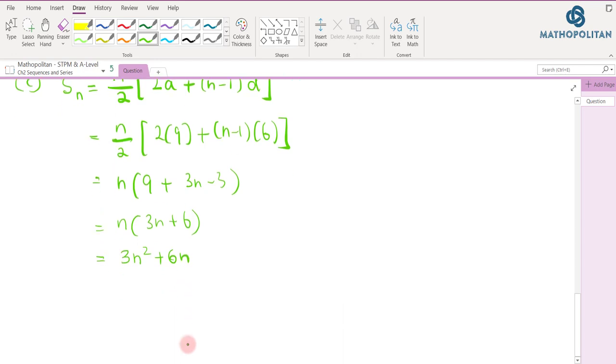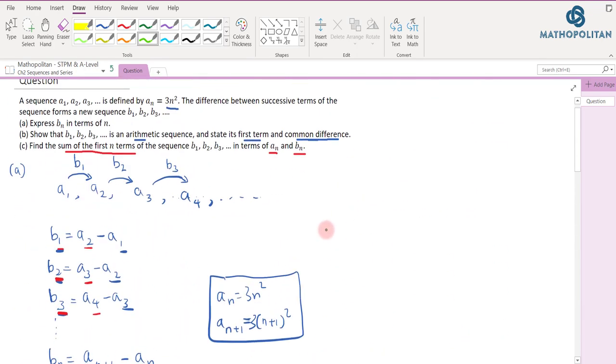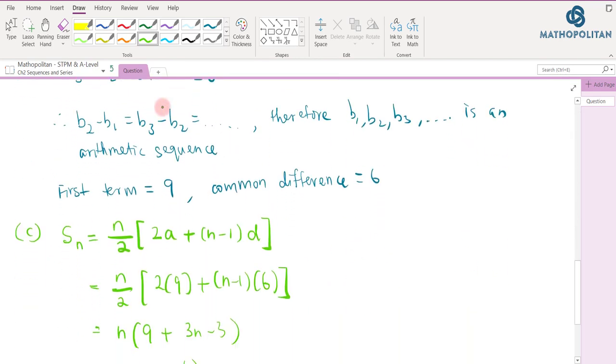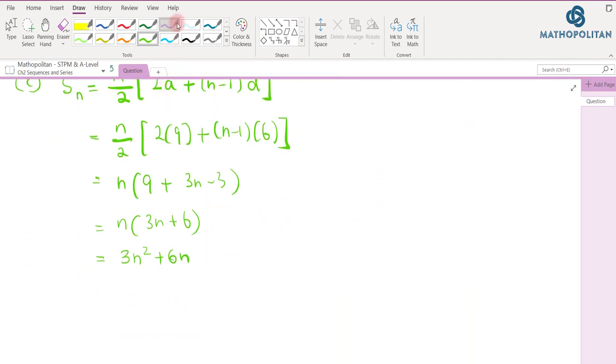Now, we are not done yet because we still need to express this in terms of A sub n and B sub n. A sub n is 3n squared. So it's just right that for this first part, you can substitute this into A sub n, because A sub n is equal to 3n squared. So we can do a direct substitution.